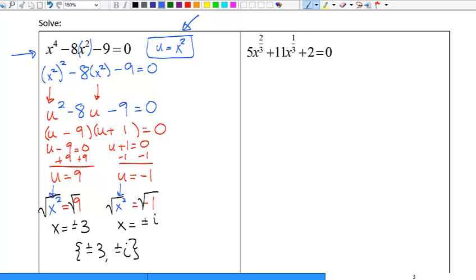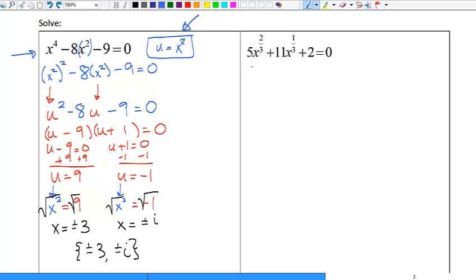First, let's make sure my equation's of the quadratic form. We have three terms, they're equal to 0, the last term's a constant, and if you look at the exponents, the first exponent is twice as much as the second exponent. So this is definitely of the quadratic form.